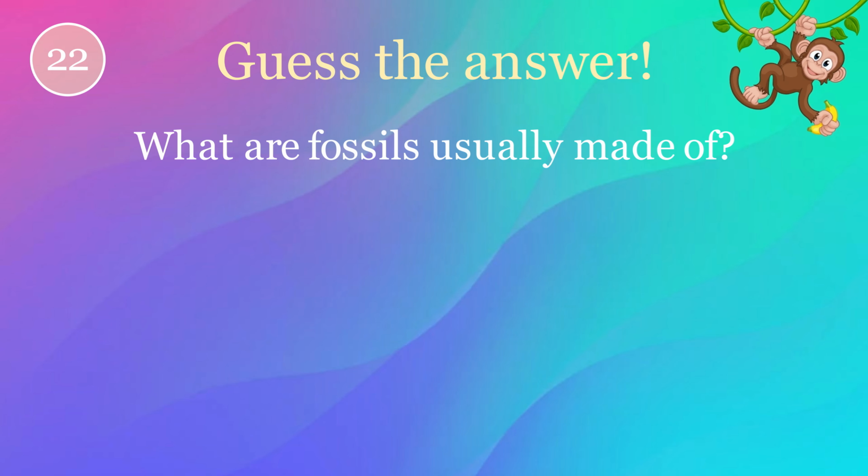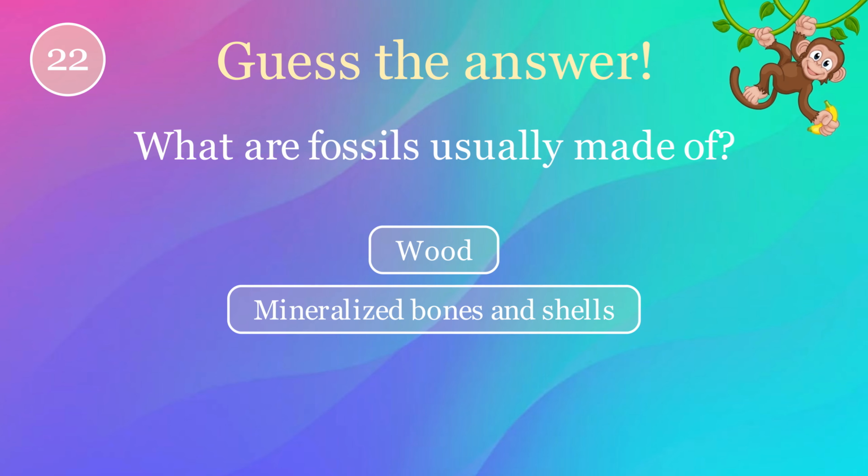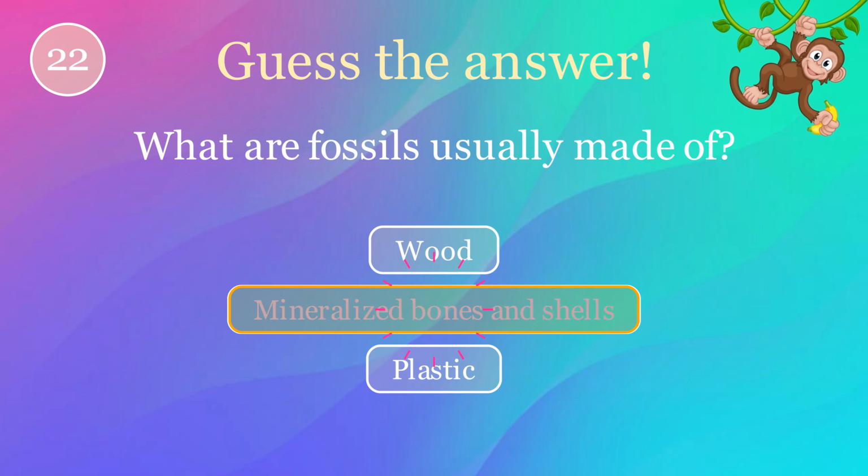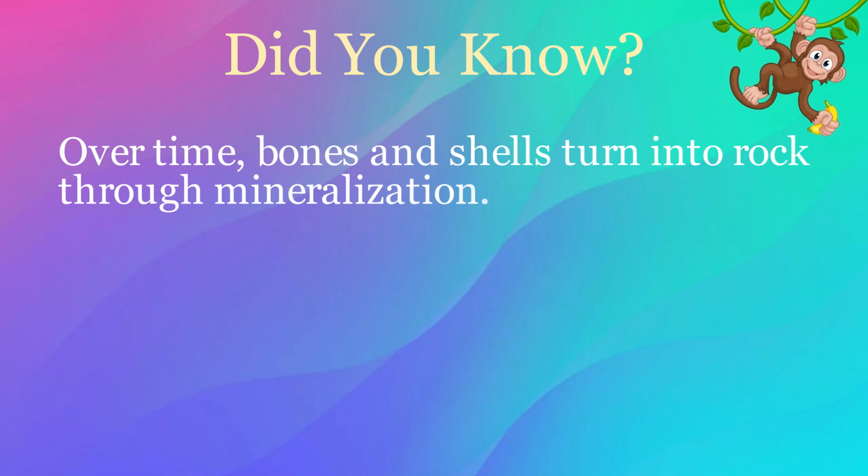What are fossils usually made of? Wood. Mineralized bones and shells. Plastic. The correct answer is mineralized bones and shells. Here's an interesting fact: over time, bones and shells turn into rock through mineralization.